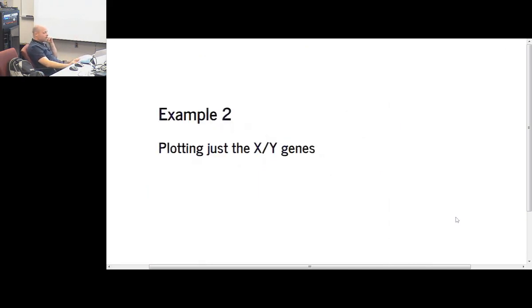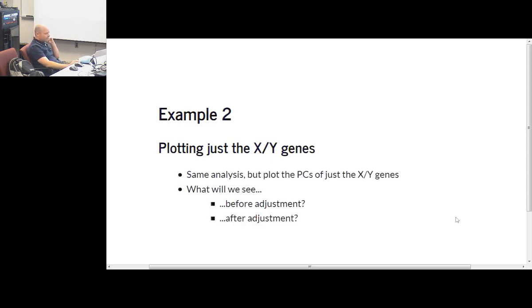In example 2, I'm going to do essentially what I just did, except this time when I make the PC plot, I'm going to make a PC plot of only the genes from the X or Y chromosome. And I want you to think just for a second. So now I'm taking just genes from the X or Y chromosome. What do you expect that we will see before adjustment and after adjustment?